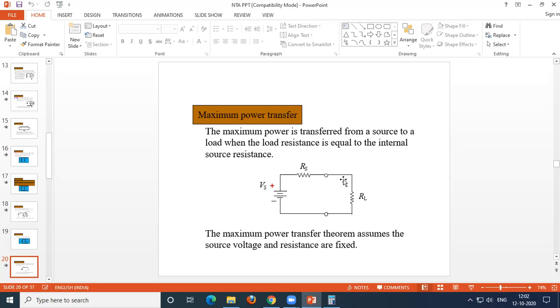Sometimes it is necessary to transfer maximum voltage, current or power from the source to the load. In a simple resistive circuit, as shown in our diagram, we are able to transfer the maximum power when the source resistance is equal to the load resistance. We also call this the internal resistance of the source or voltage. So if the internal resistance Rs is equal to RL, then we are able to transfer maximum power to the load.